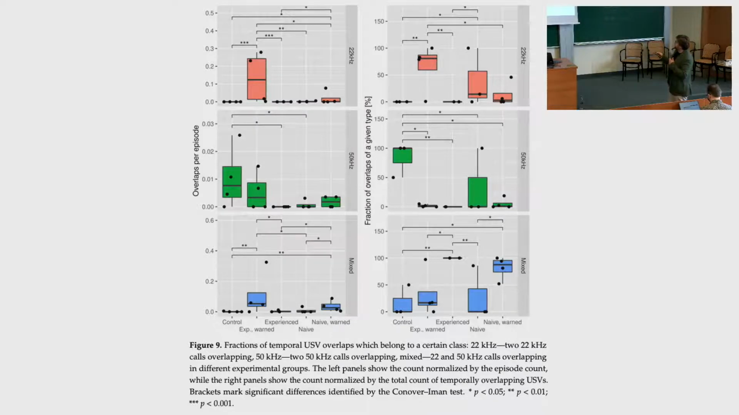And in the experienced warned group, there are a lot of those sounds which are overlapping at the same time. So we've got 22 kilohertz, as you can remember. There are a lot of those sounds that were shorter. So we believe that this is kind of sharing the distress or beginning of the panic, when the animal gets some kind of hyperventilation. And in the naive warned group, there are a lot of those mixed sounds.